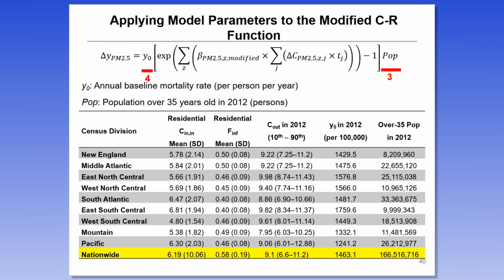So we consider all of these divisions, including New England, Middle Atlantic, and so on till the Pacific division, and we end up with population weighted nationwide numbers for these parameters, including annual baseline mortality and population over 35. The nationwide population weighted estimate was used in the first scenario, and for the second scenario, we were using these regional basis data in our framework.